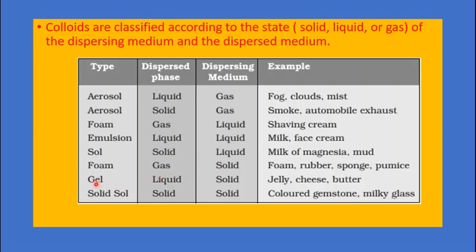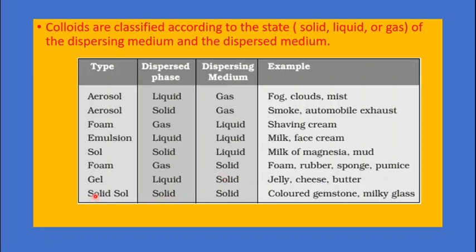Gel, gel is jelly. That gel, what is it? Gel is a colloid where liquid is the dispersed phase and it is dispersed in the solid. So jam, sauce and all come under this. Butter, cheese. So jelly, cheese, butter is nothing but a colloid where a liquid is present and the dispersing medium is a solid.